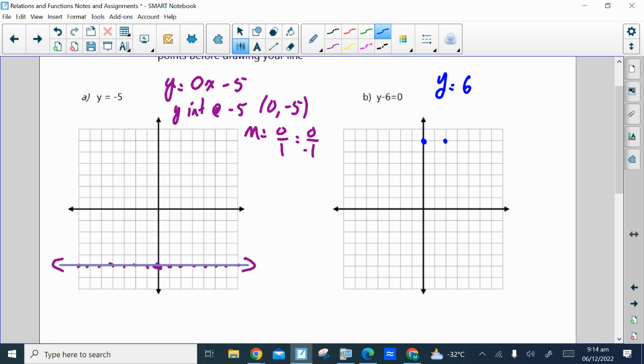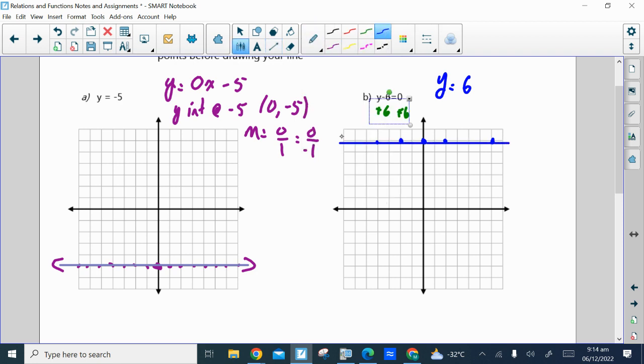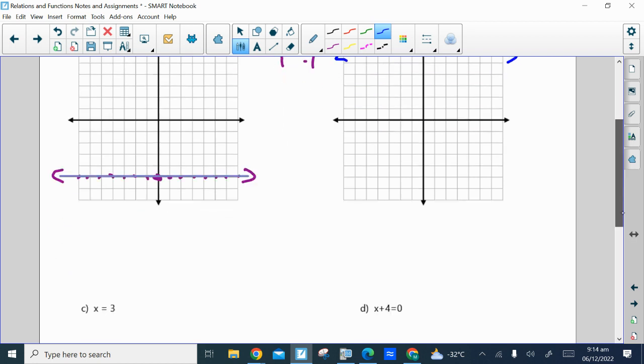+6, because to get y by itself, we had to add 6 to both sides. Okay, so when x is -2, y is 6. When x is -4, y is 6. When x is +6, y is 6. The equation says that y always equals 6. So x can change, and it will, but y won't. So this is the line y equals 6. Again, it's parallel to the x-axis.